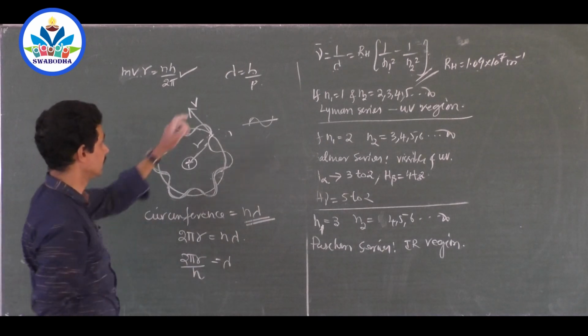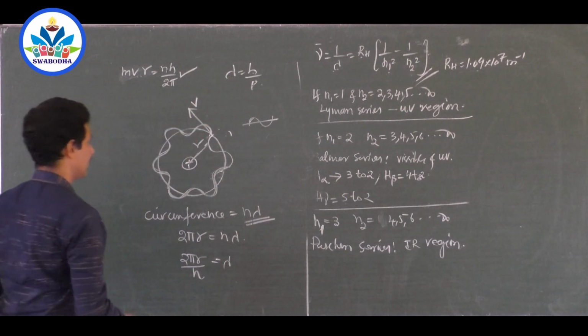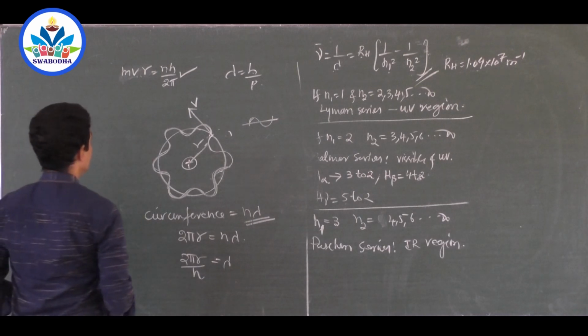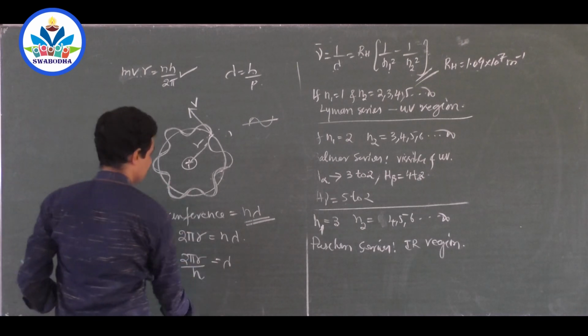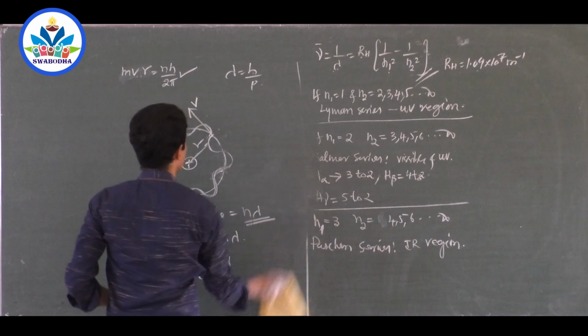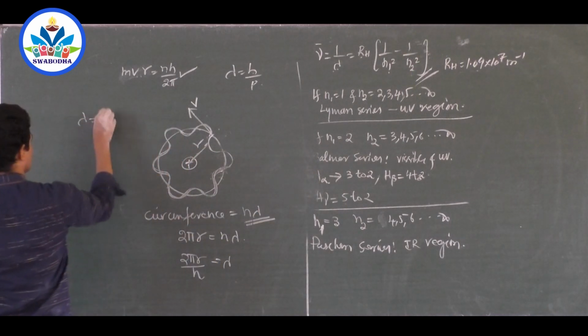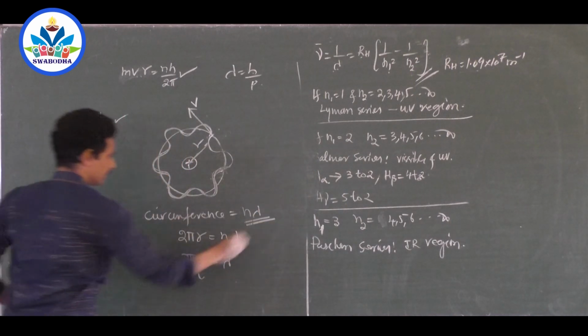Shall we substitute for this? Lambda is equal to 2 pi r by n, that is equal to h by p. So we will take this formula, I will write it here. Lambda is equal to h by p. Both are the assumptions of de Broglie.